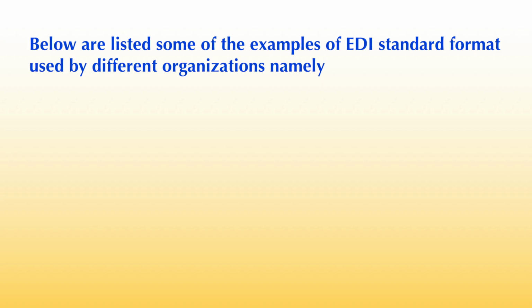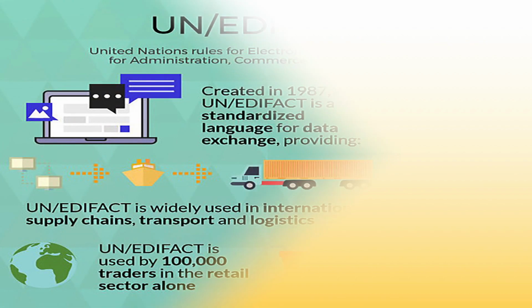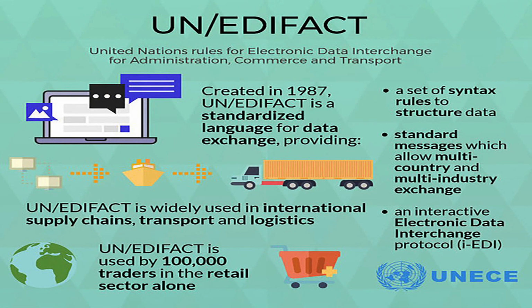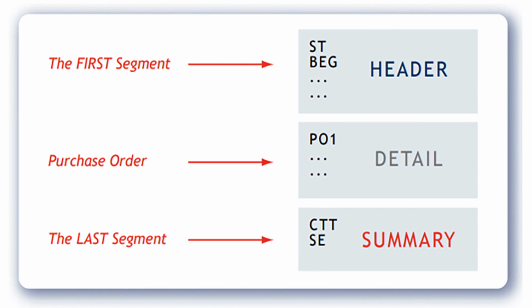In the following list, we will see some examples of EDI standard formats used by different organizations, namely the UN EDIFACT standard. It is commonly used for administration, commerce and transport and was developed under the United Nations, UN, in 1987. The next one is ANSI ASC X12. It is used by healthcare, insurance, government and transportation and chartered under the American National Standards Institute, ANSI, in 1979.